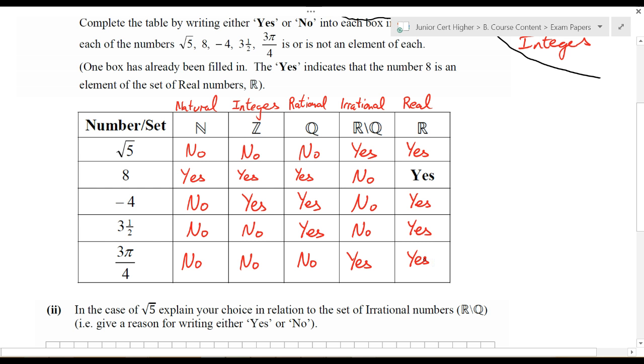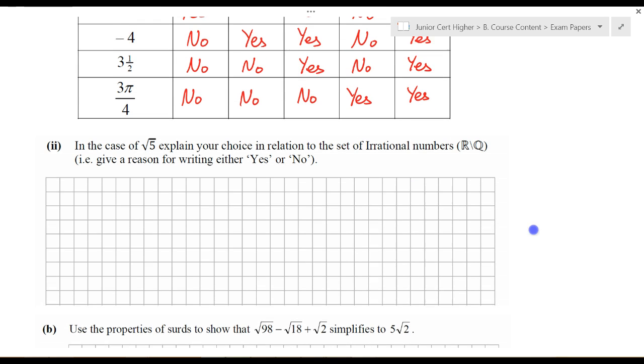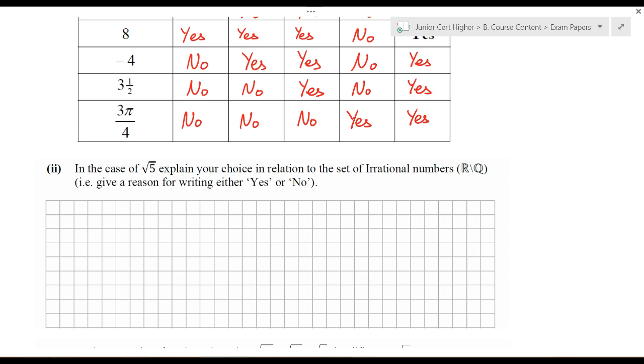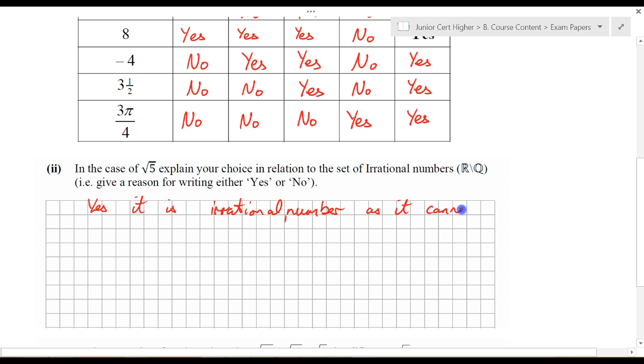Okay, let's have a look at part 2. In the case of root 5, explain your choice in relation to the set of irrational numbers R \ Q, i.e. give a reason for whether you wrote either yes or no. Well, we know root 5 is an irrational number, so we wrote yes, it is irrational, and the reason for this is it cannot be written in the form a over b, where a and b are elements of integers.